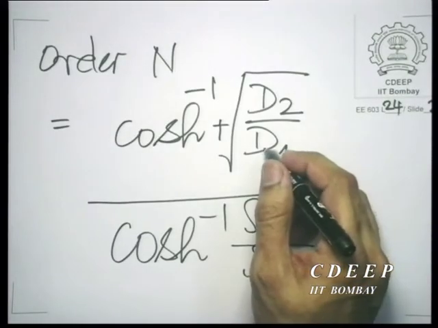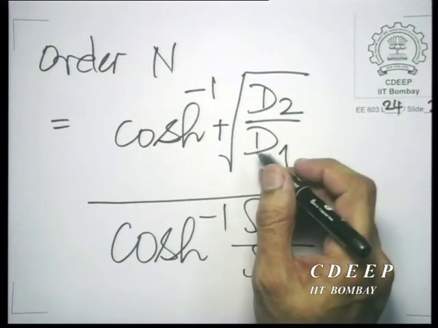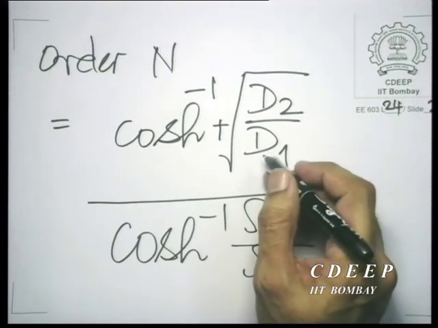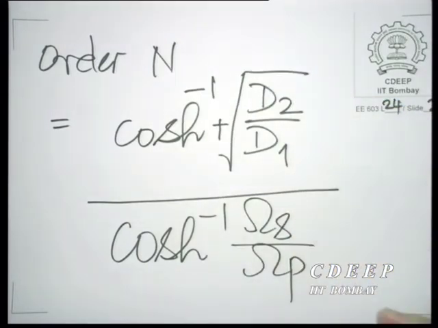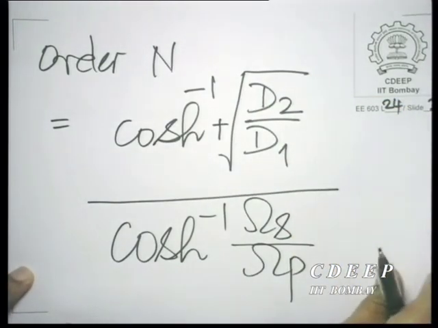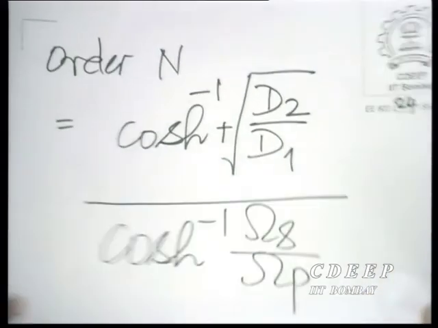In fact, if we look at this expression, we now make some observations about the behavior of the order with respect to d2, d1, omega s and omega p, or rather the ratio omega s and omega p. Let us review a few ideas here.